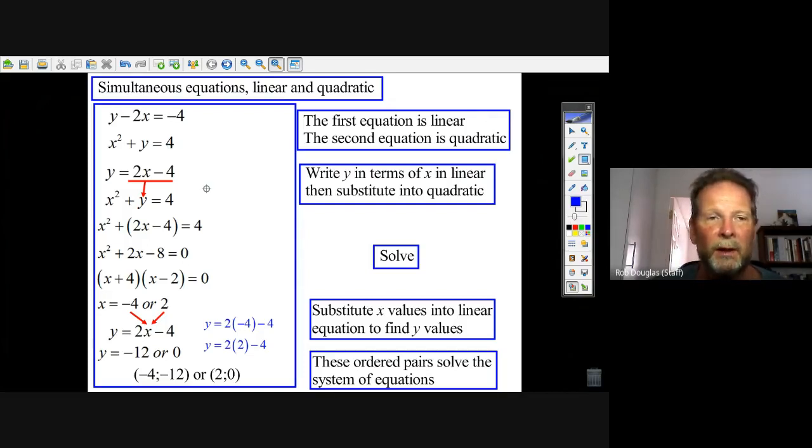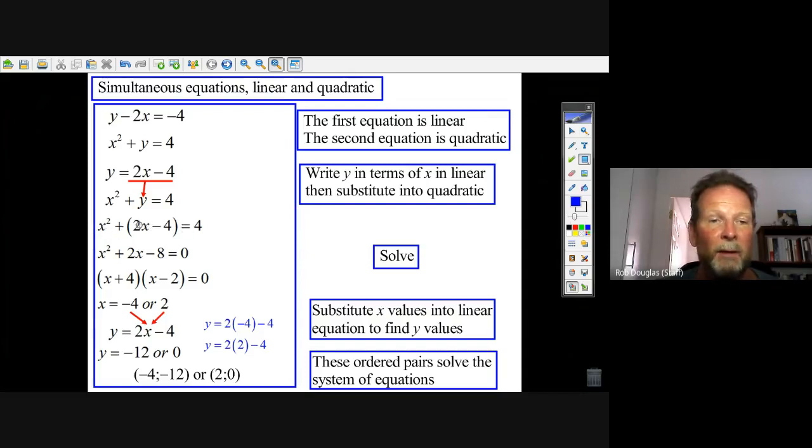Now, we're going to use a thing called substitution to find out what points, what values work in both the linear and the quadratic equation. So if we add this 2x to both sides, this would turn into y equals 2x minus 4. Now, in the second equation, x squared plus y equals 4, if we know that y equals 2x minus 4, we can substitute it. We rub it out, put a bracket, and put 2x minus 4 in. And that's it. We can solve this equation now.